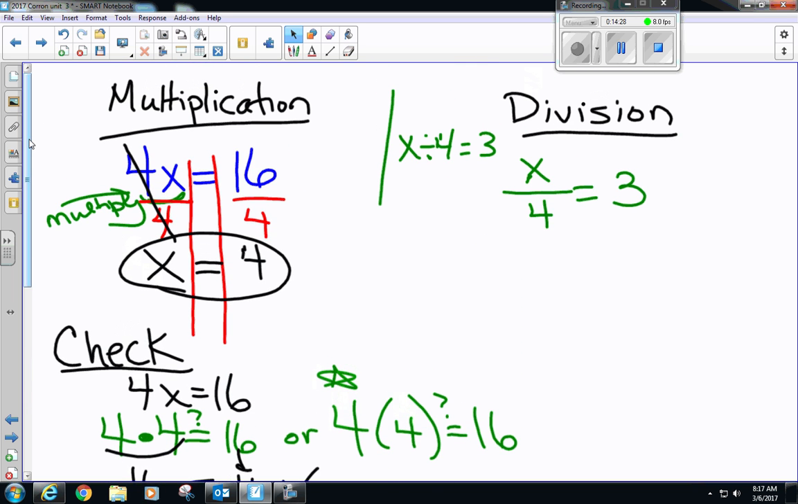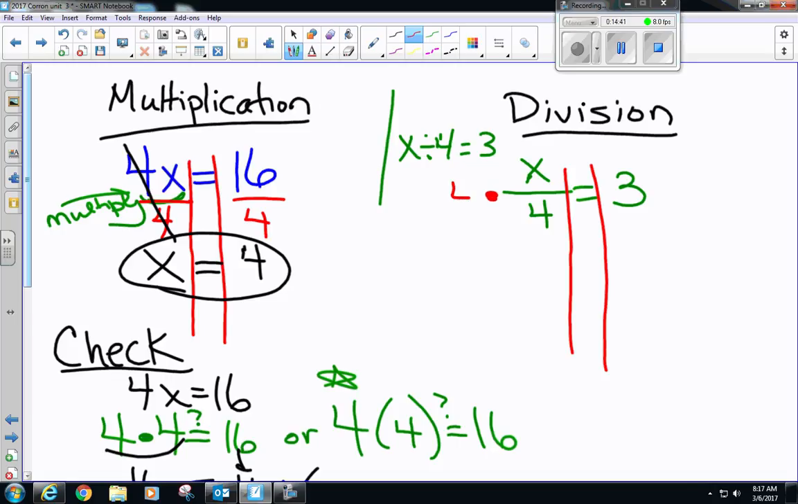X divided by 4 equals 3. And here's another thing, by the way. You can just do this. Well, okay, after you copy it. That means times 4. And because it's the same number, and it can be commuted, you can write it on the left side.